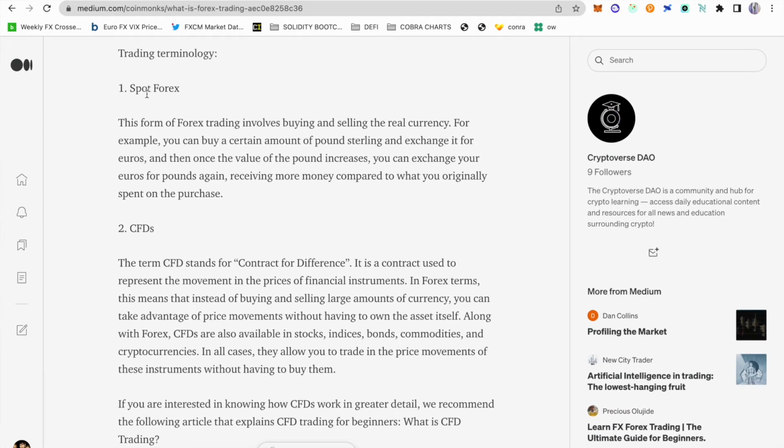So what is spot Forex, right? This form of Forex trading involves buying and selling the real currencies. For example, you can buy a certain amount of pound sterling and exchange it for euros. And then once the value of the pound increases, you can exchange your euros for pounds again, receiving more money compared to what you originally spent on the purchase.